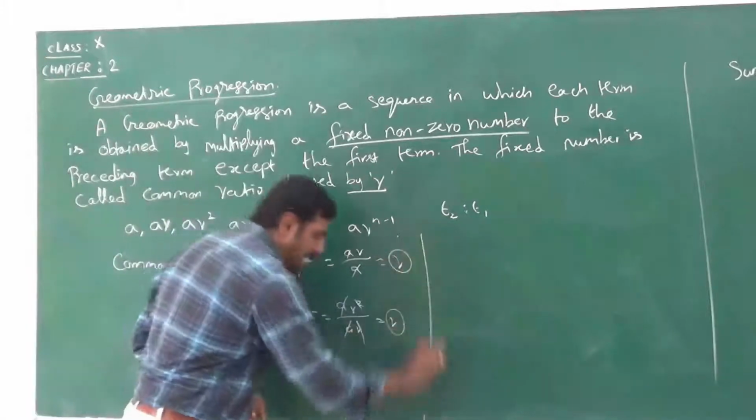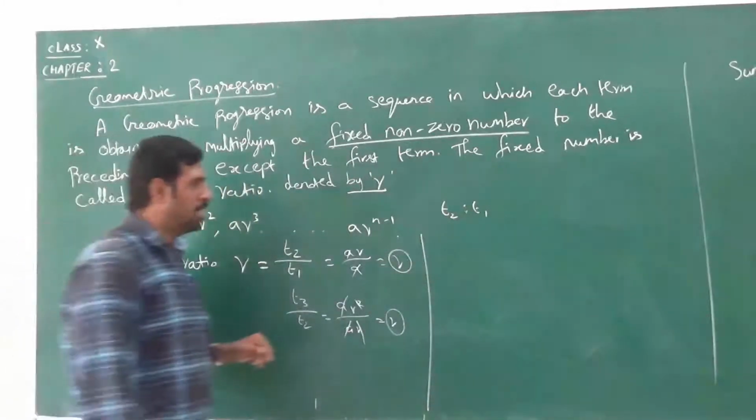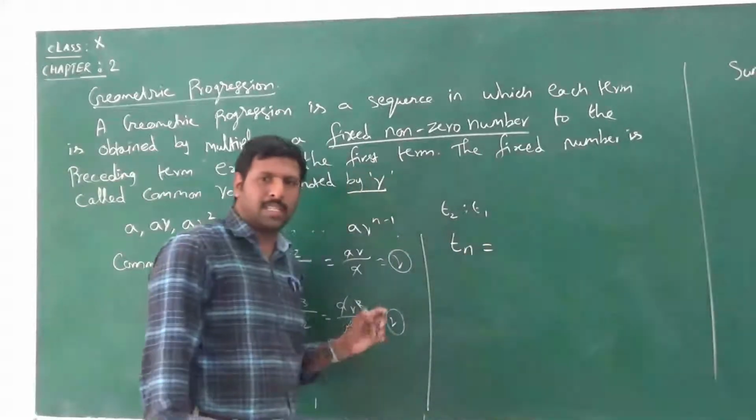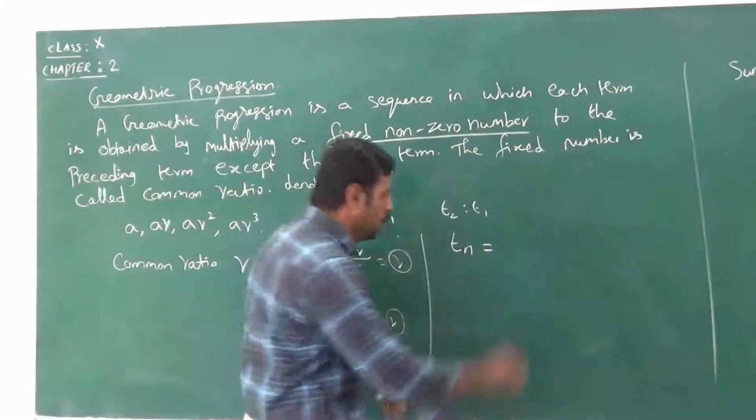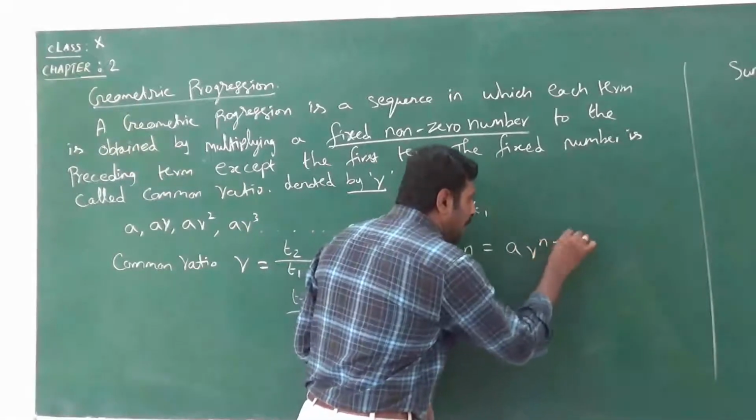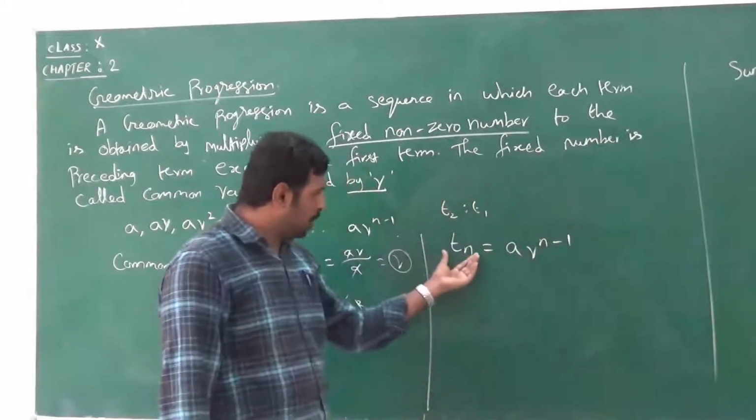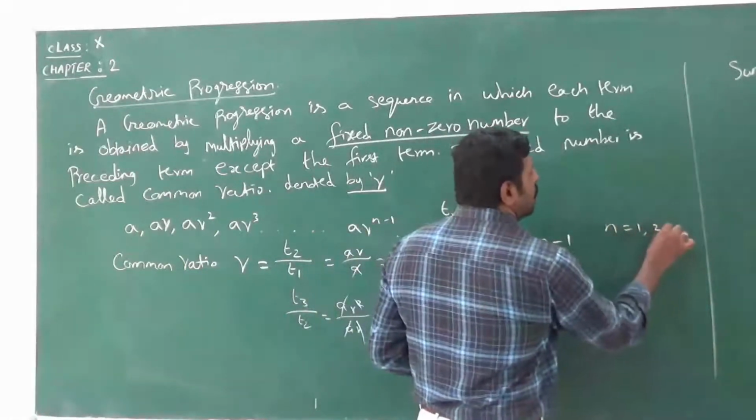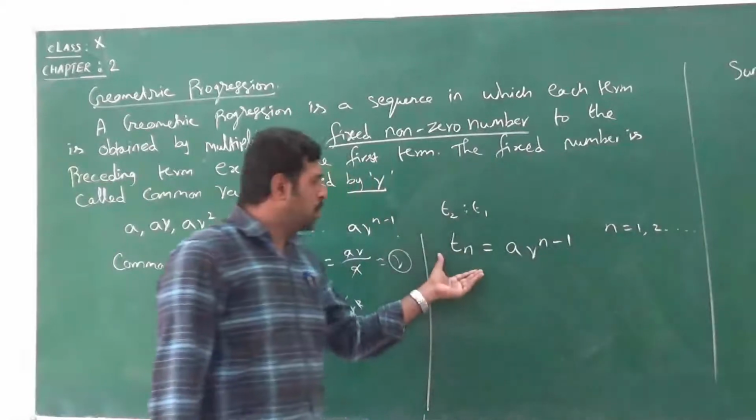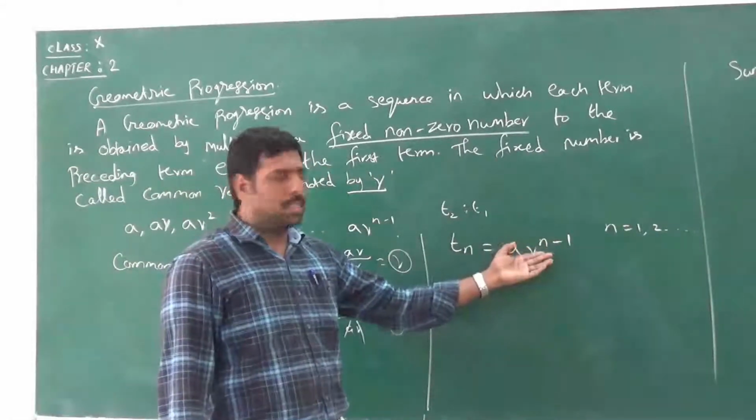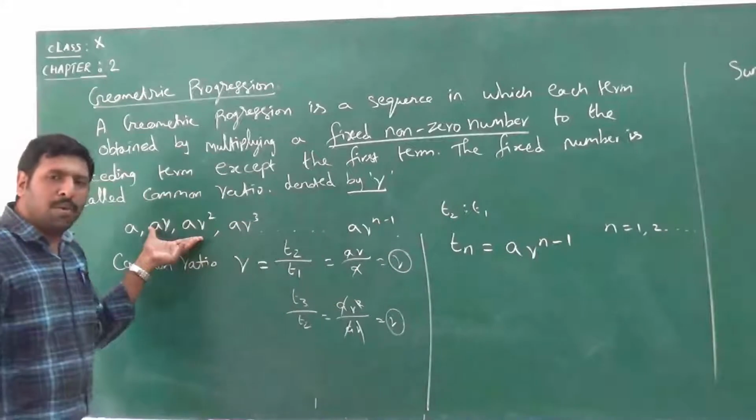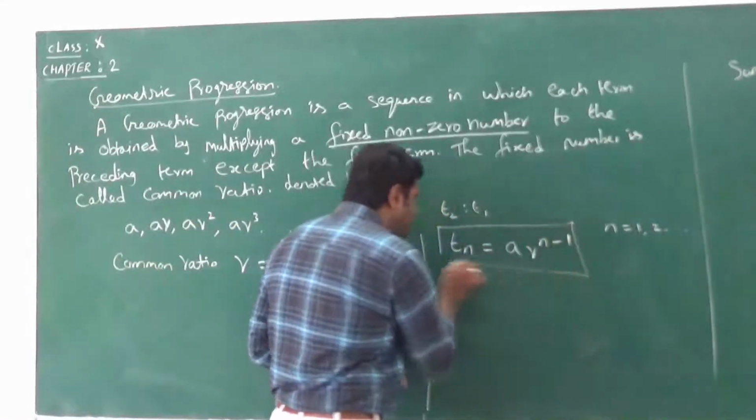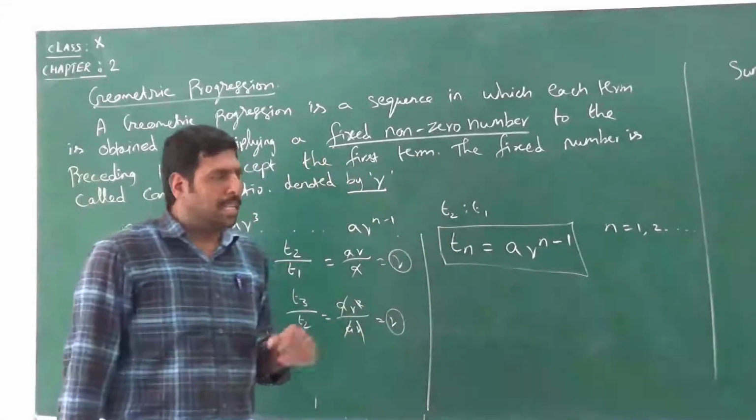Next we have the general term of GP. We denote it as Tn. Tn is equal to A into R power n minus 1. Now substitute the n values, n equal to 1, 2, 3 and so on. If you substitute the n value in this term, we get the general form of the GP, geometric progression. So the general form is Tn is equal to A into R power n minus 1.